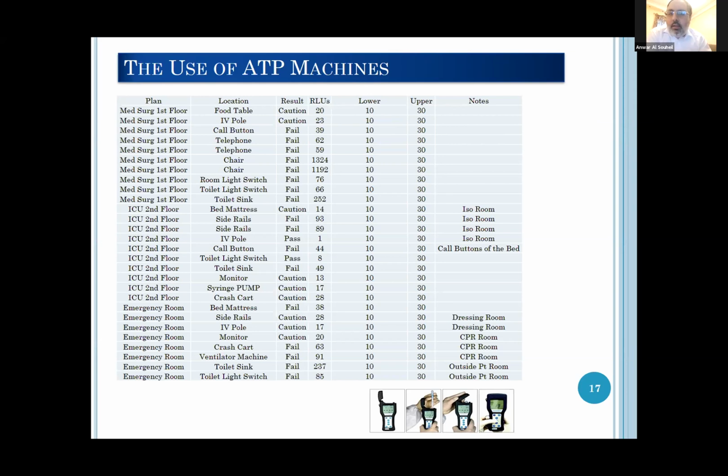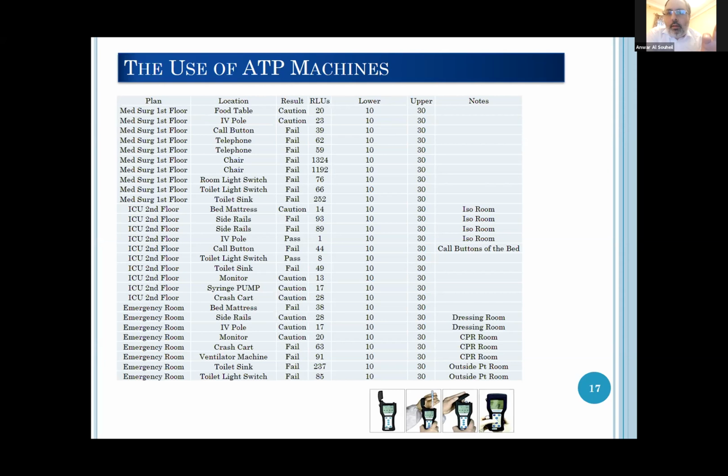We are searching more and being more objective in finding whether this surface is cleaned or not. Visually, it's cleaned, but microbiologically, it's not cleaned. This kind of machine creates a challenge for the staff to clean their rooms well. I will give you, for example, medical surgical first floor.